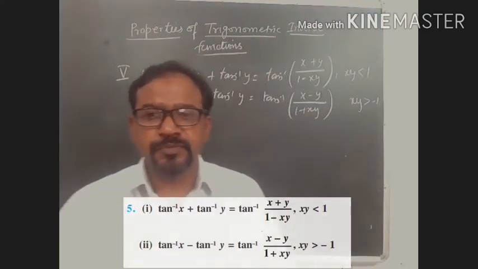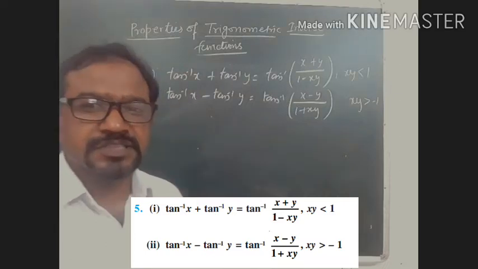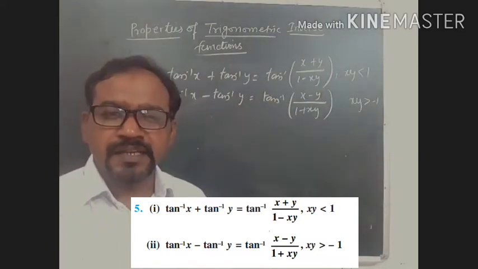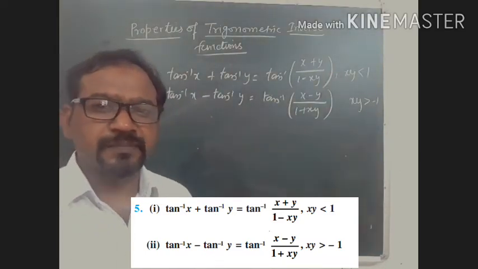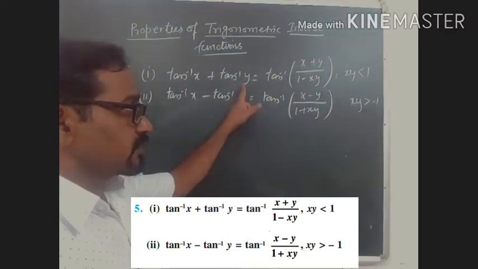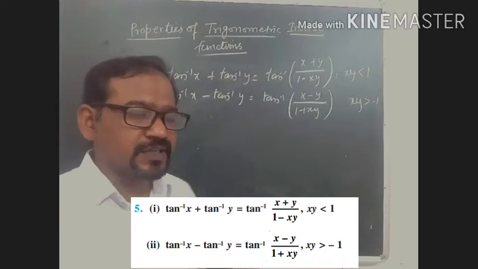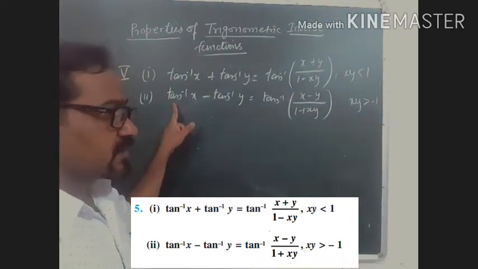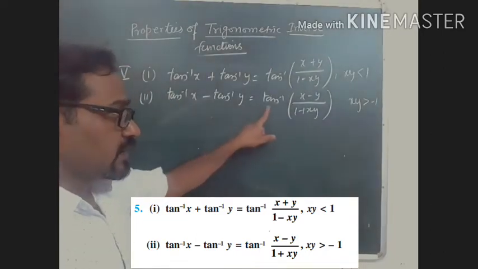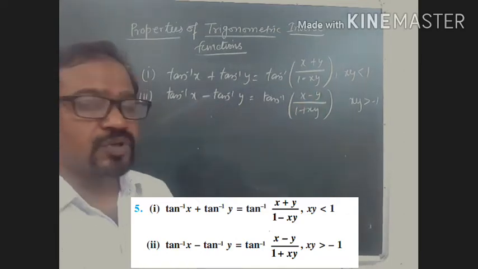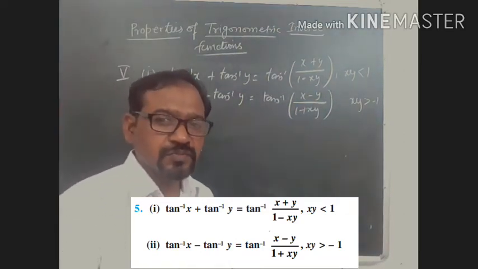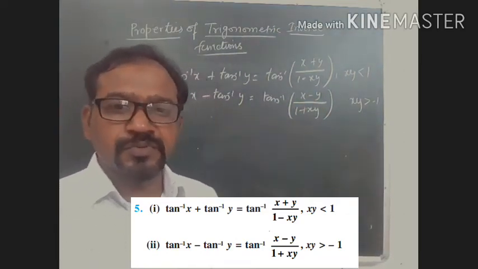Yes, fifth property: tan inverse x plus tan inverse y equals tan inverse of x plus y upon 1 minus xy, where xy is less than 1. And the second part is tan inverse x minus tan inverse y equals tan inverse of x minus y upon 1 plus xy. In this also we prove only the first part. Similarly, you can prove the second part.